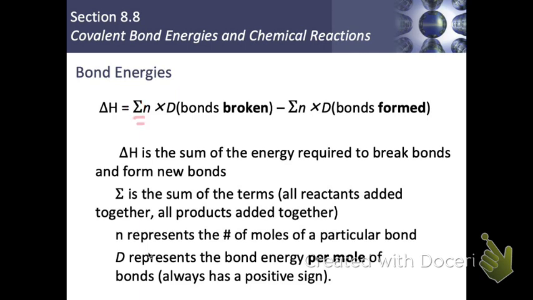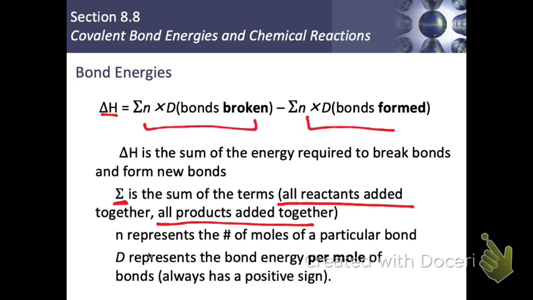So this is the sum of the energy required to break bonds and form new bonds. That's what our delta H is. Sigma is the sum of all the terms: all the reactants added together, all the products added together. So to calculate the enthalpy change in our reaction, we take the sum of the energy of the reactants minus the sum of the energy of the products. Pretty simple, right? Big fancy formula, but not such a big deal.